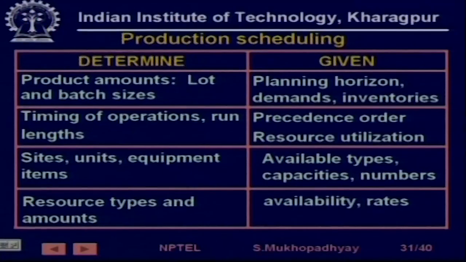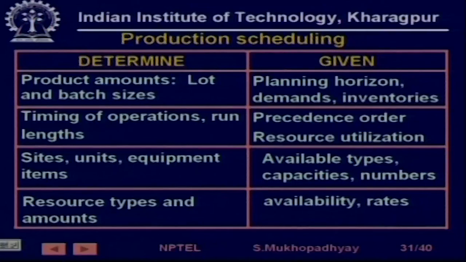So typically this is production scheduling. You want to determine production amounts, that means lots and batch sizes, and you are given the planning horizon and the demands and the inventories. So how much is going to be required, how much you can store, over what time you should plan. If you are given these, then you plan the lot and batch sizes.